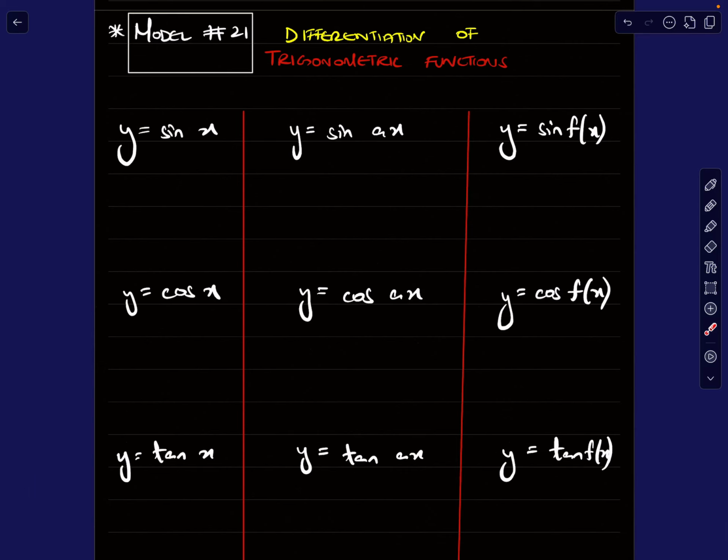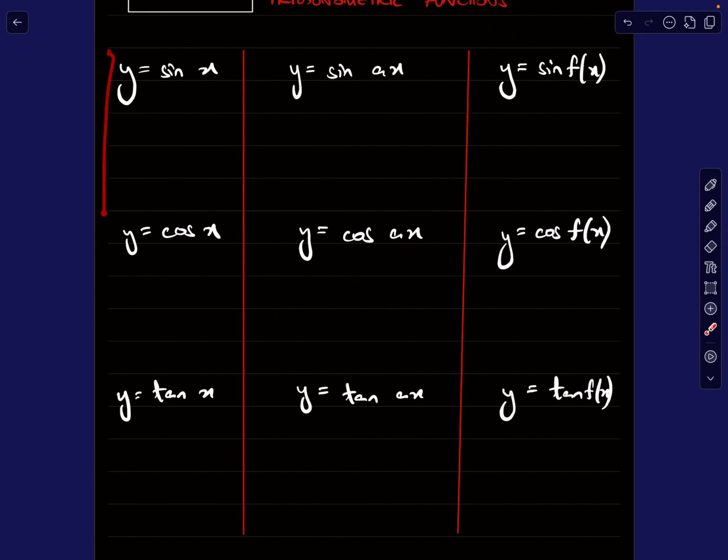So we're going to cover the differentials of trigonometric functions in three parts. The first part is if you're simply given something like sin x, cos x or tan x, and then we'll advance it up. So first of all, you need to rectify the basic differentials of these trigonometric functions. We have three: sin x, cos x, and tan x.